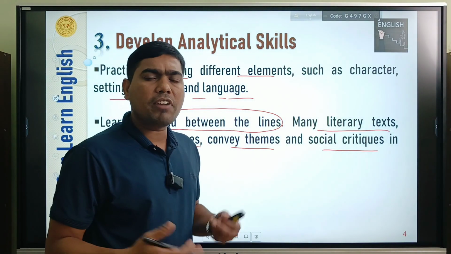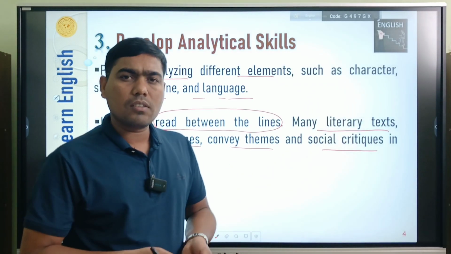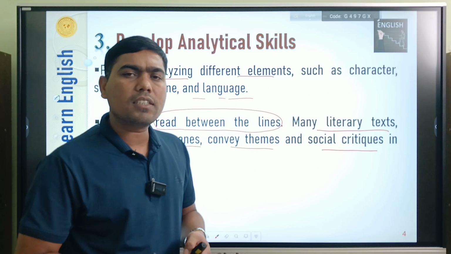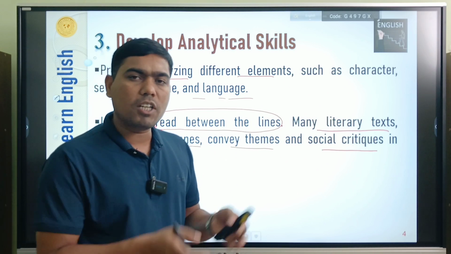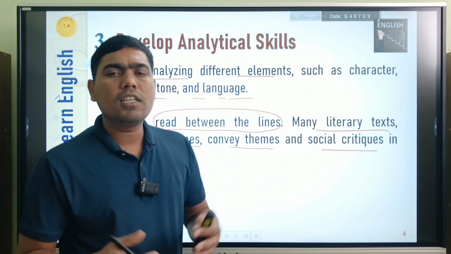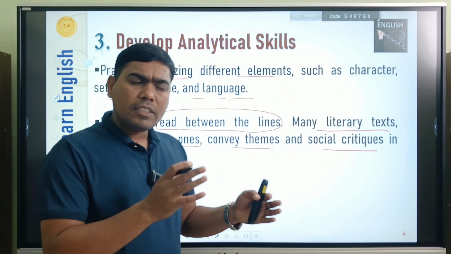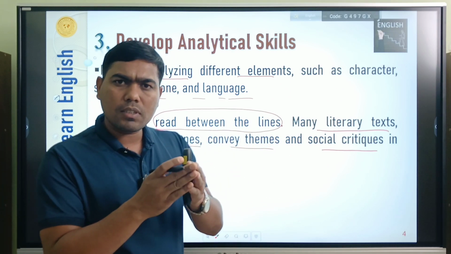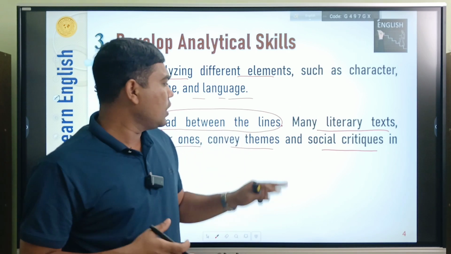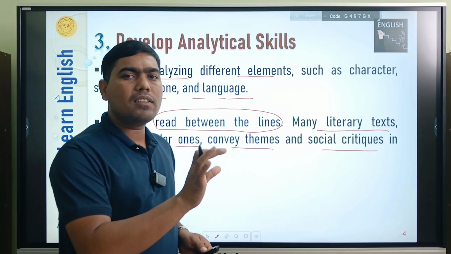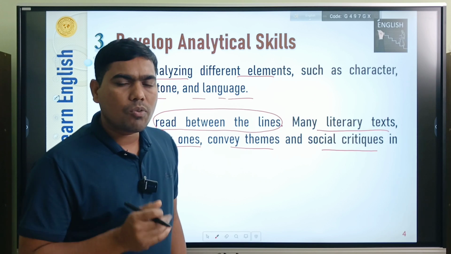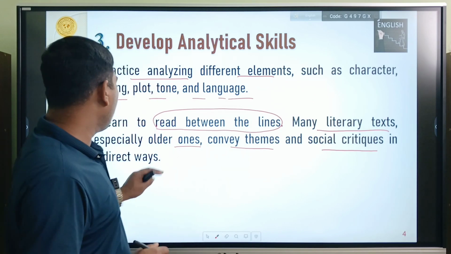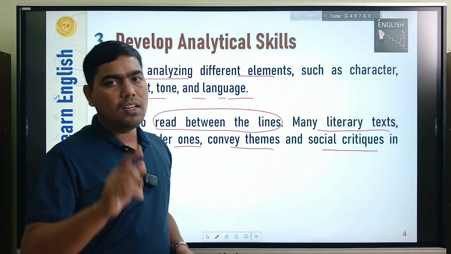Suppose you have read the story The Luncheon, or you have read the poem Ulysses, or the poem How Do I Love Thee, or the story The Gift of the Magi. Actually, there are so many different genres. They are dealing with the same theme, but in different ways. So you need to know what the writers actually want to say to you. So in this case, you have to learn to read between the lines.